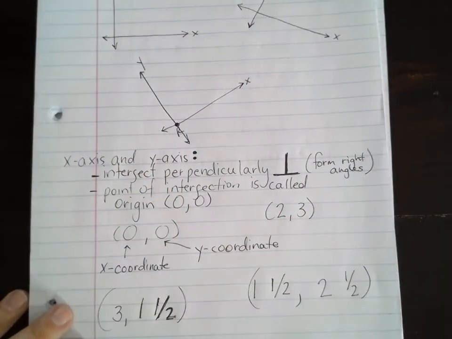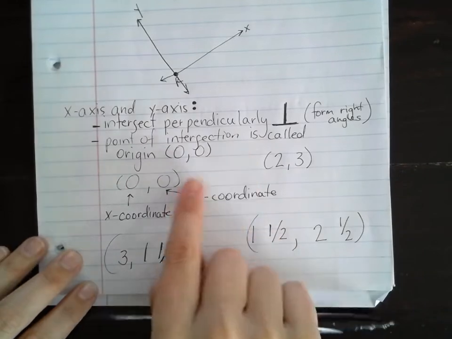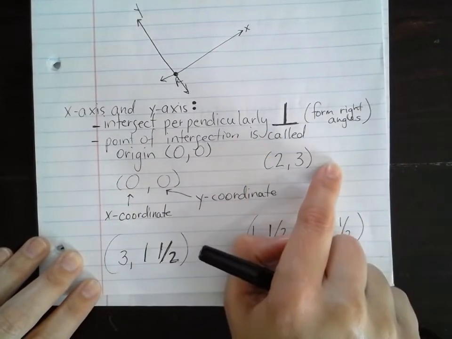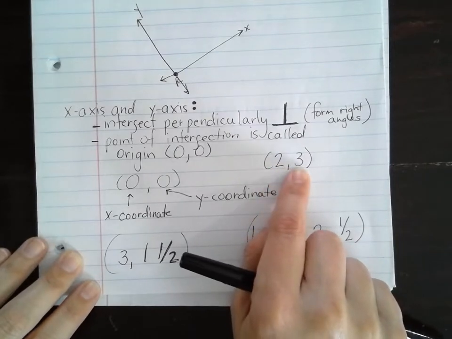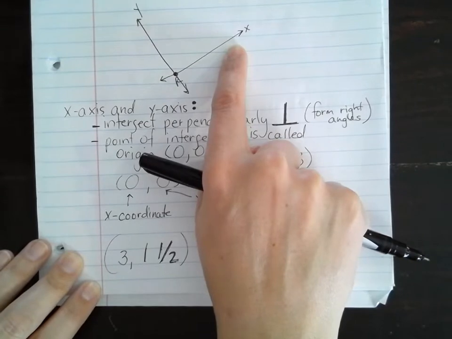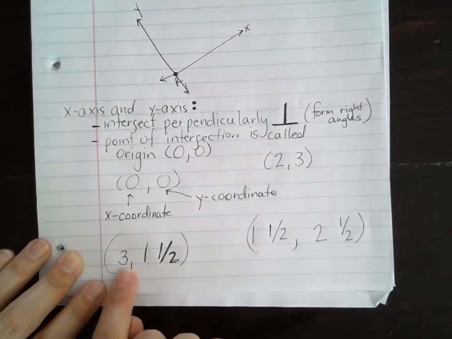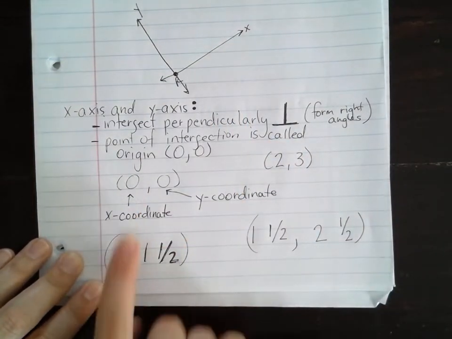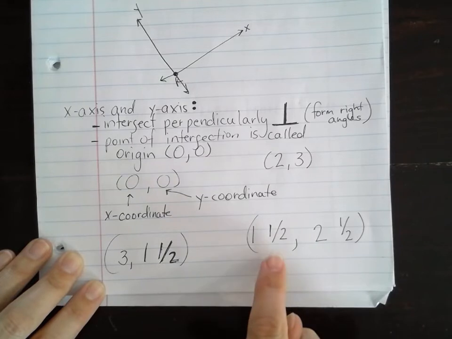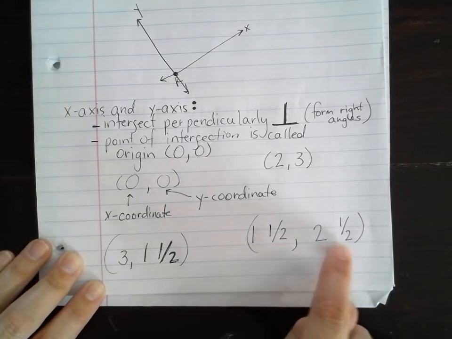So here's an example of a coordinate, 0, 0, and we do have them in parentheses, 2, 3. And if you remember yesterday on some of our number lines, we didn't just count by whole numbers, we counted by fractions too. So you could have an x coordinate, remember the first one is the x coordinate, of 3 and a y coordinate of 1 and 1/2. You could even have an x coordinate of 1 and 1/2 and a y coordinate of 2 and 1/2.